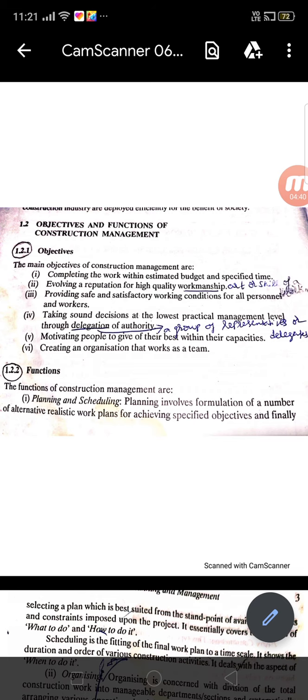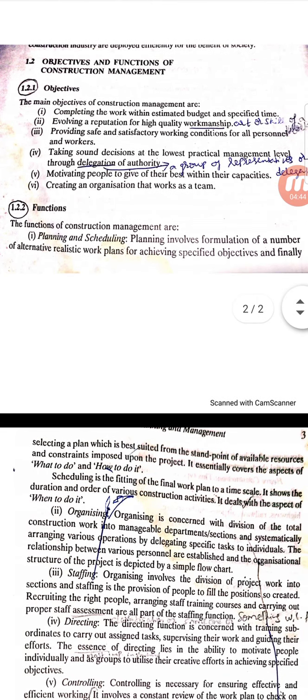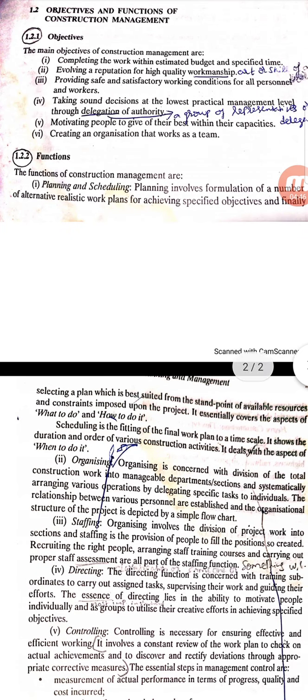So our next topic is functions of construction management. In the functions, we have planning and scheduling. See, planning plays a very important role in a construction site. The main objective of planning is to achieve the specified objective, as I mentioned earlier in the objectives of construction management, to complete the project work within the stipulated time. So how can we complete the project within the stipulated time?